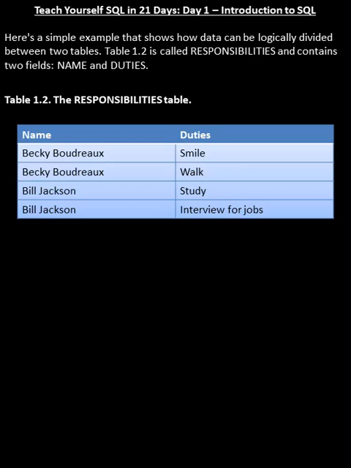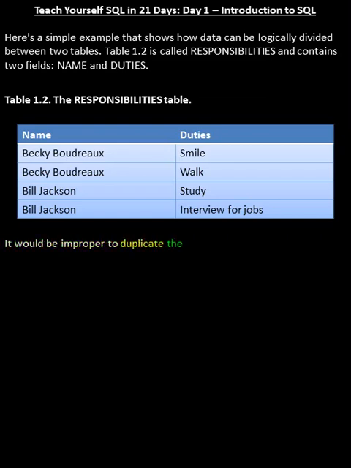Here's a simple example that shows how data can be logically divided between two tables. Table 1.2 is called responsibilities and contains two fields, name and duties. Table 1.2. The Responsibilities Table. Name, Duties. Becky Boudreau, Smile. Becky Boudreau, Walk. Bill Jackson, Study. Bill Jackson, Interview for Jobs.